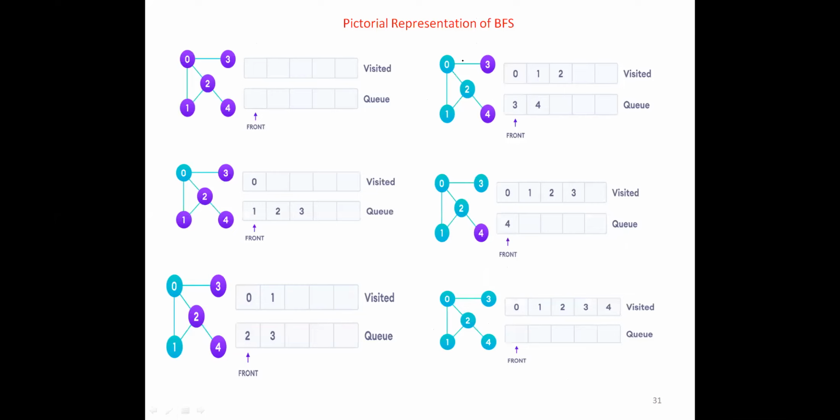Okay, so we'll take another example. We were told that we have to store the vertex into the queue, right? So with the example, we'll see how the BFS is working. This is the given graph, and we have taken two arrays. One is visited, one is queue.